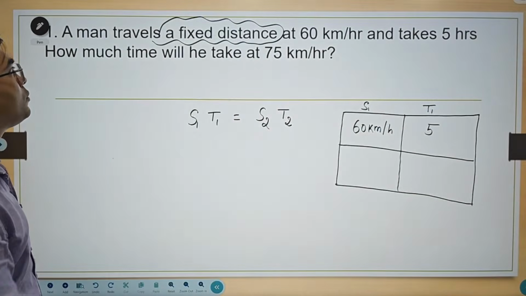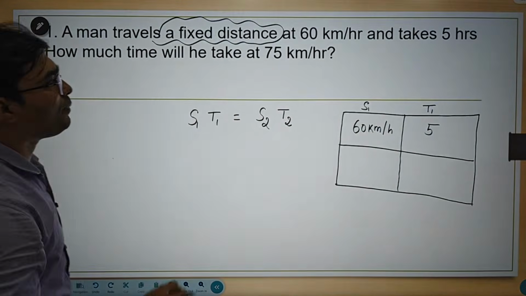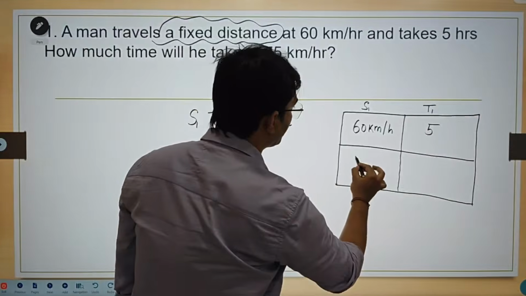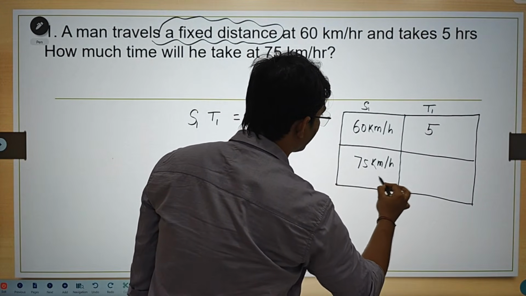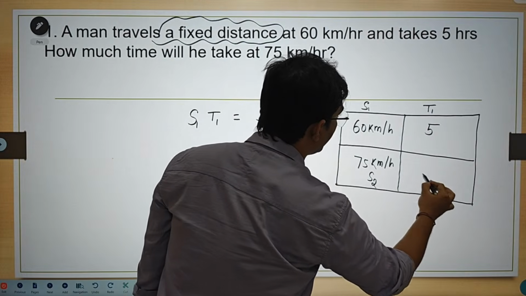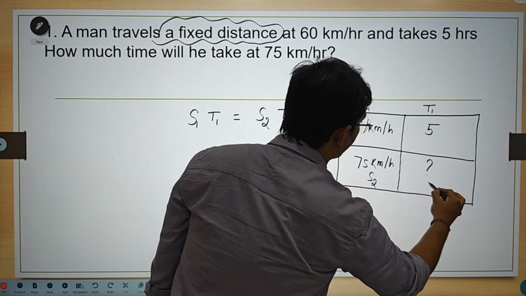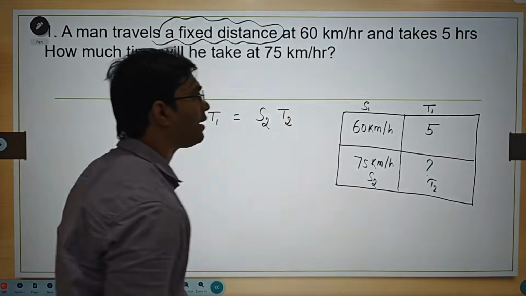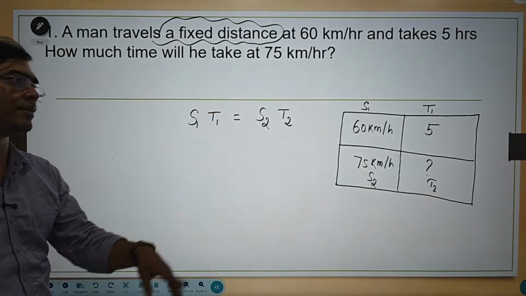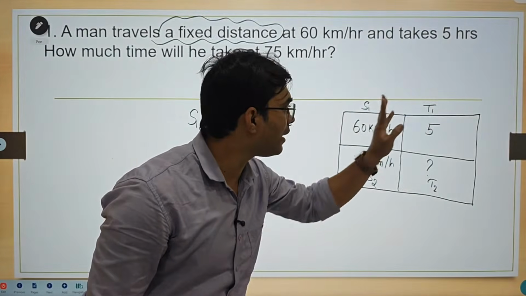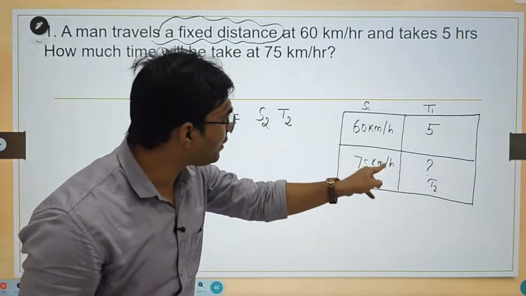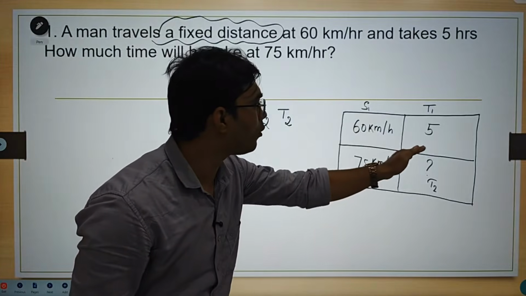Similarly, now what they ask you, when the speed is 75 kilometer per hour, this value I am calling S2. Then we have to find this value which I'll call T2. I will not make this diagram again and again. In the first case, when the speed is 60 kilometer per hour, the time taken is 5 hours. When the speed is 75 kilometer per hour, how much time will it take?